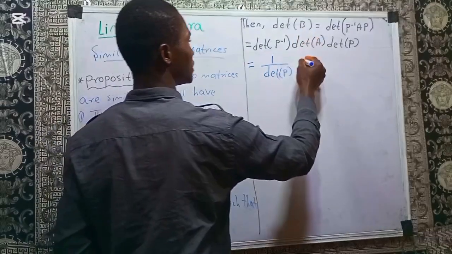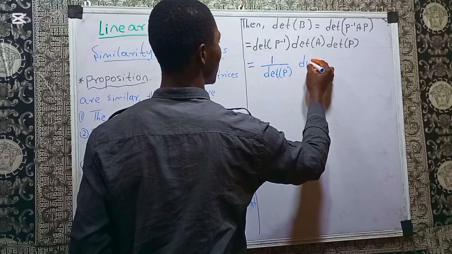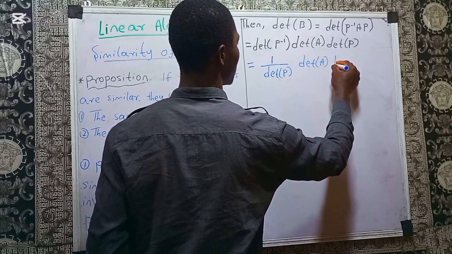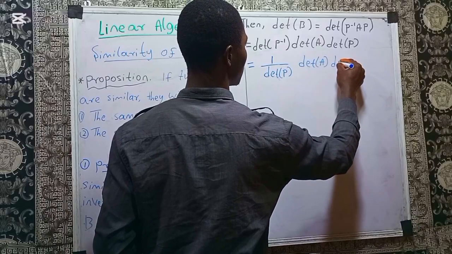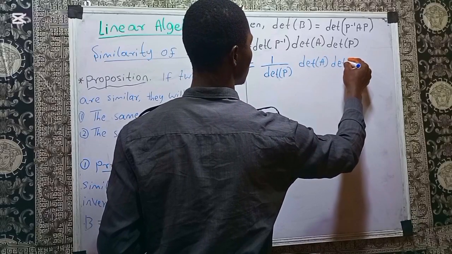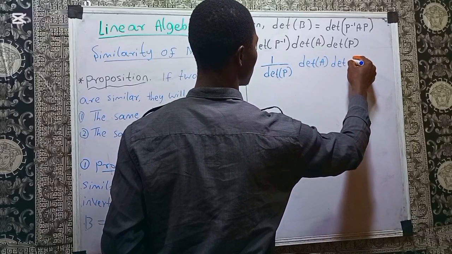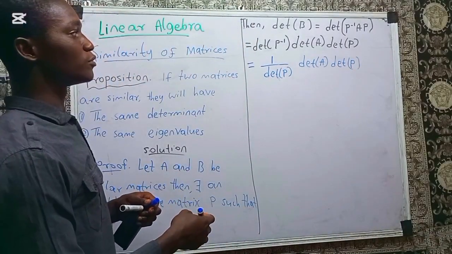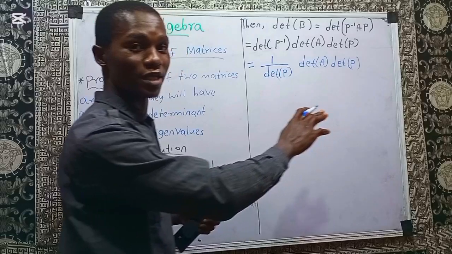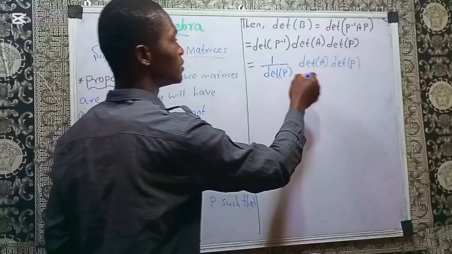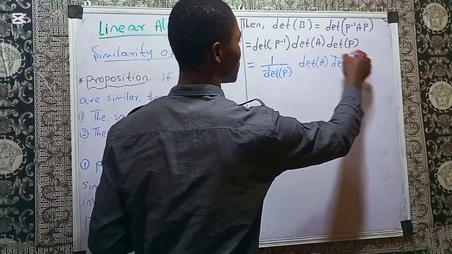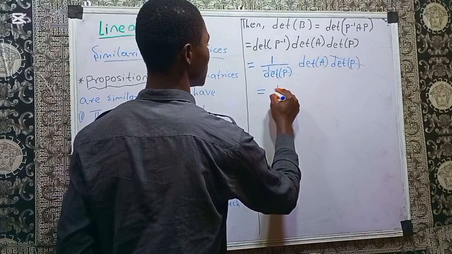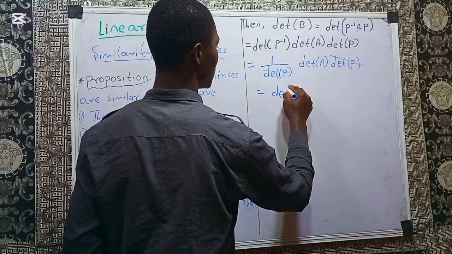Then multiplying determinant of A, then multiplying determinant of P, right? This is a product, right? What do you notice? This can divide this, right? So what do you have left? So what I have left is determinant of A.